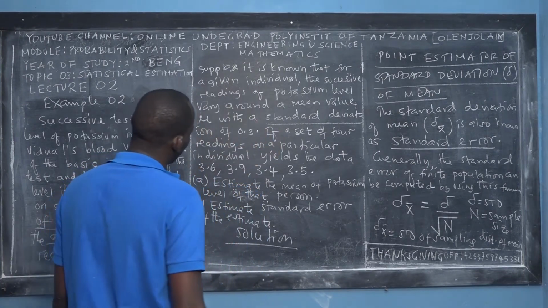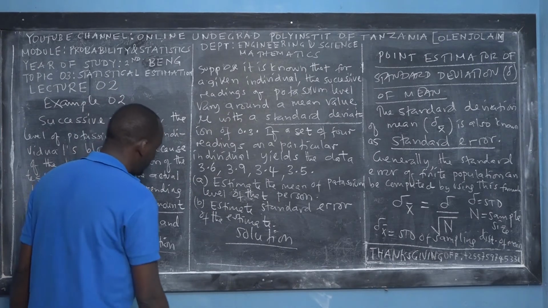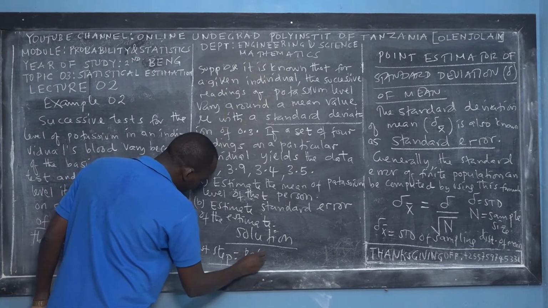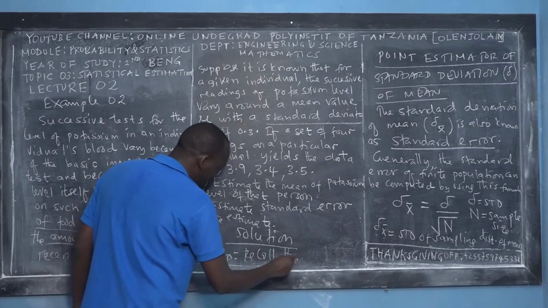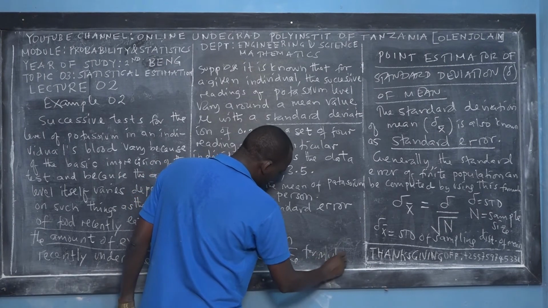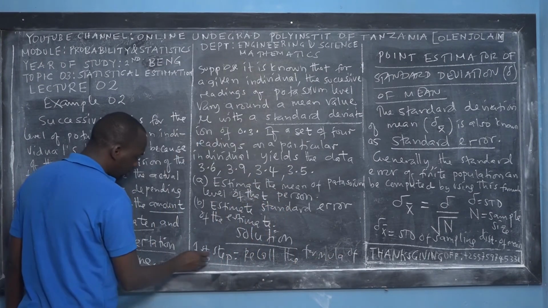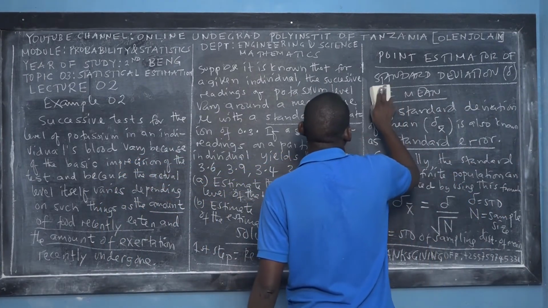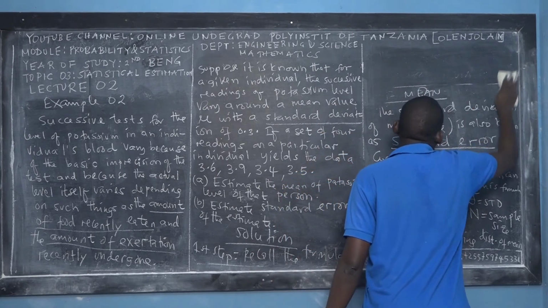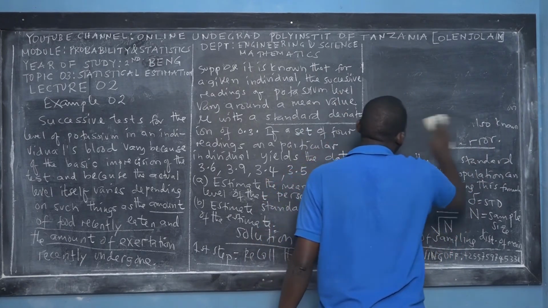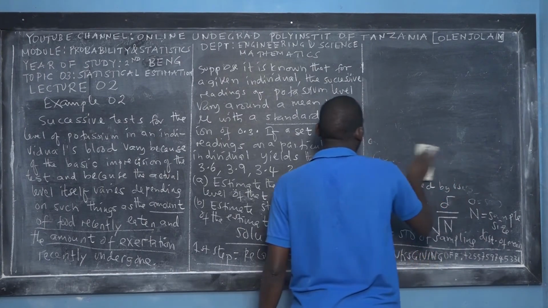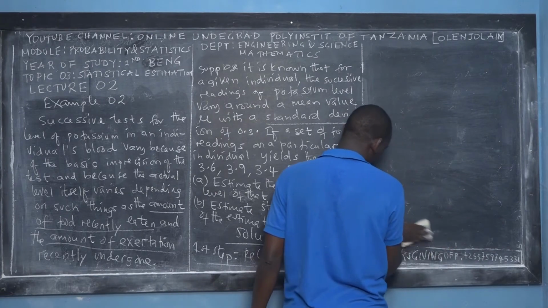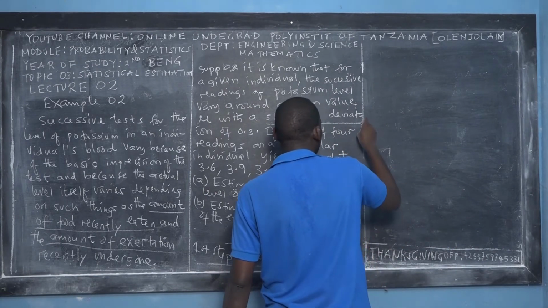So solution. The first thing we have to do is recall the formula of the sampling distribution of means, and also the point estimate of the mean and the point estimator of the standard deviation. So you have to recall that formula.